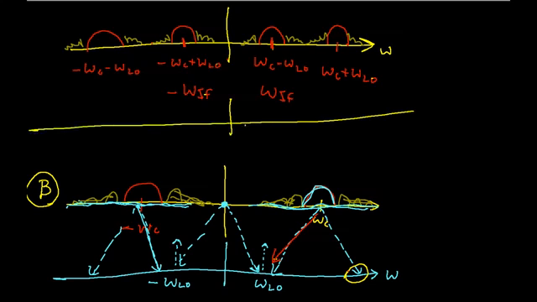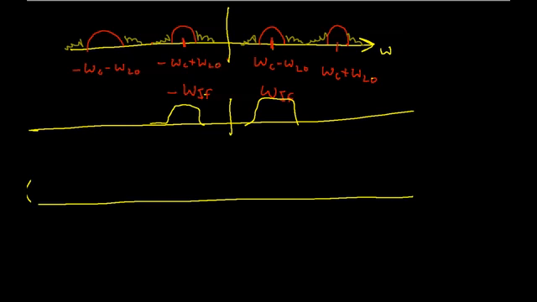It has a transfer function that looks something like this. When I run the output of the mixer through this filter, the only thing that remains is the radio station that I'm interested in at omega IF and minus omega IF. Everything else has been attenuated to the point where it's negligible, and that's the miraculous part of it.